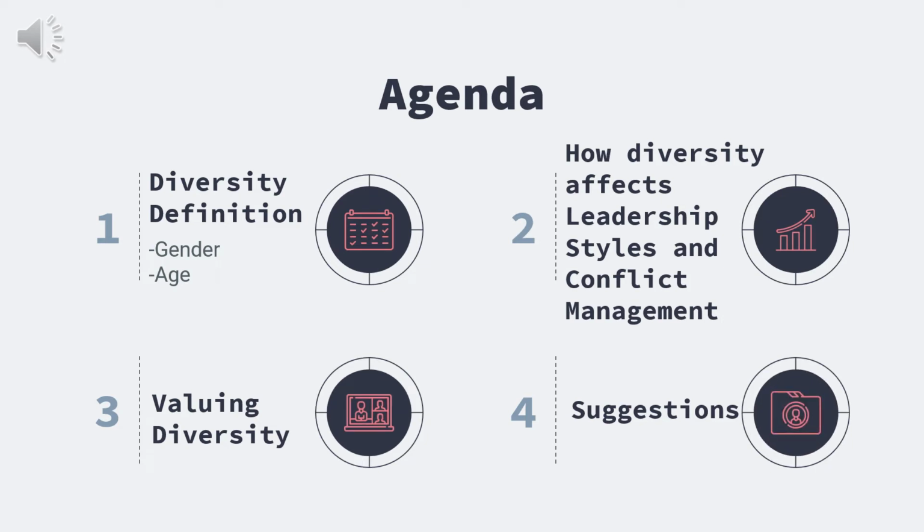This is our agenda. First, we will talk about the definition of diversity. Then, we will explain how diversity affects leadership styles and conflict management. Next, we will use the example of Emperor Julie in Hong Kong to illustrate how a company can value diversity. Last but not least, we will give some suggestions to companies that want to embrace diversity.